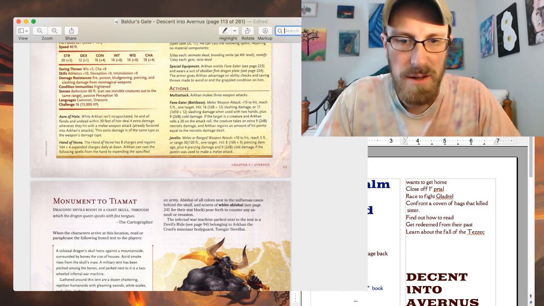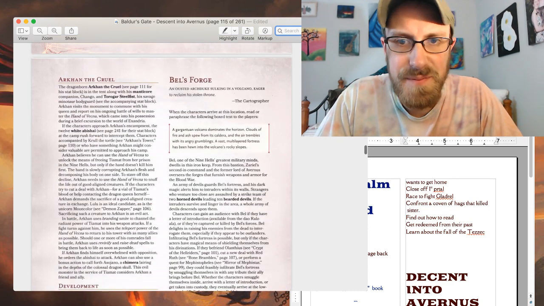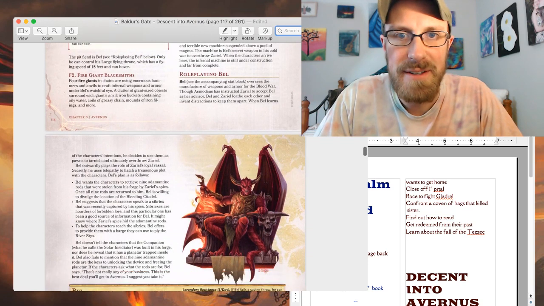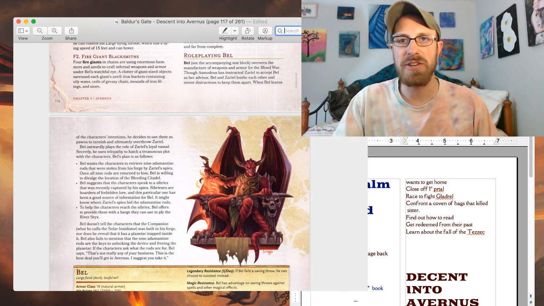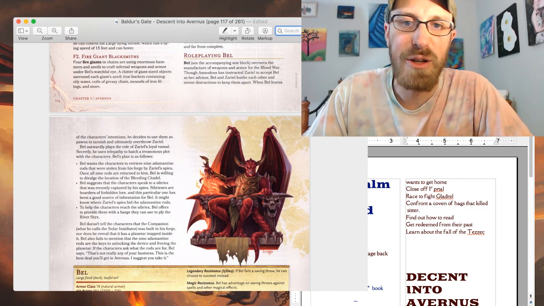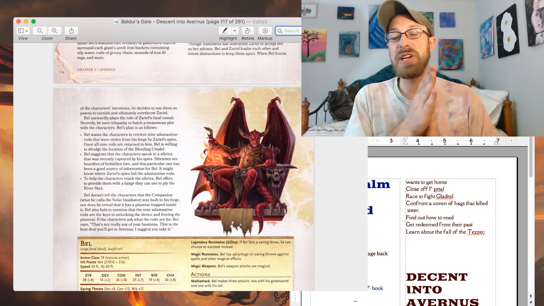What other cool stuff is in here? Bell's Forage. Role-playing Bell. So this is what I like. I like when they give you a bad guy. They give you a character, and they tell you how to roleplay it, right? Bell and Zariel loathe each other. Okay, so here's what we're going to do.